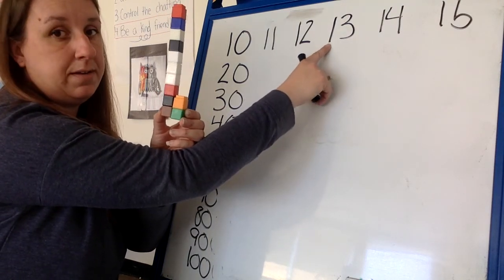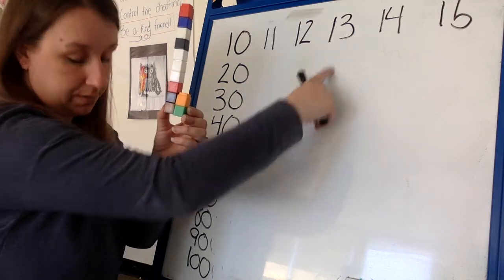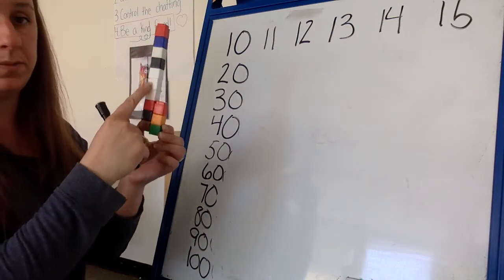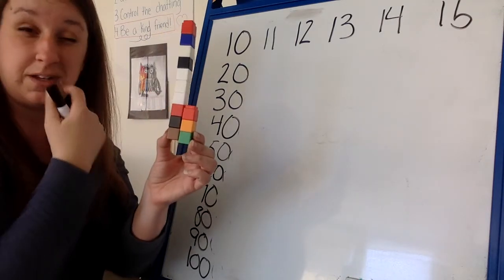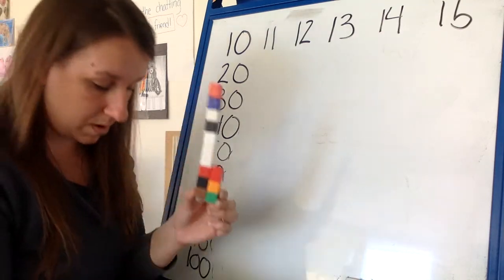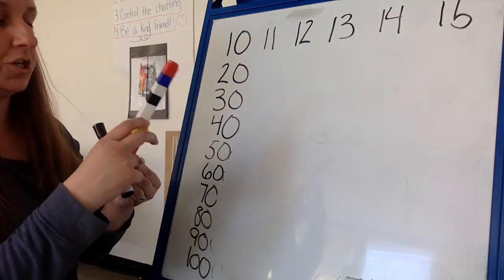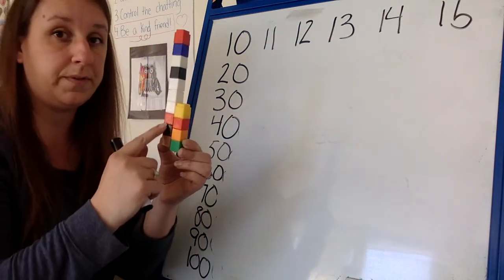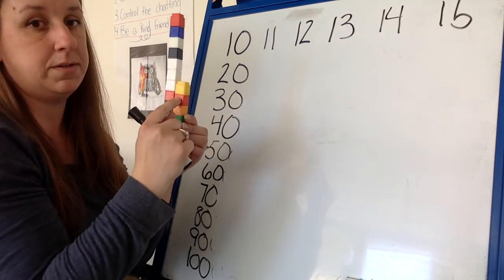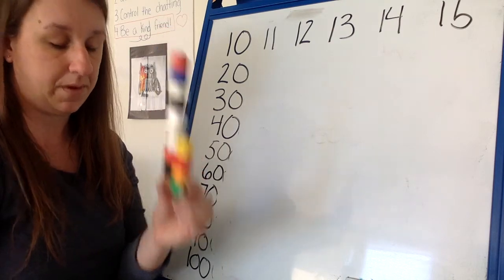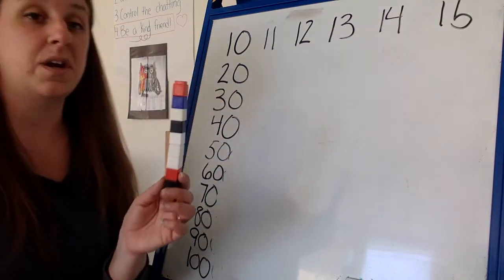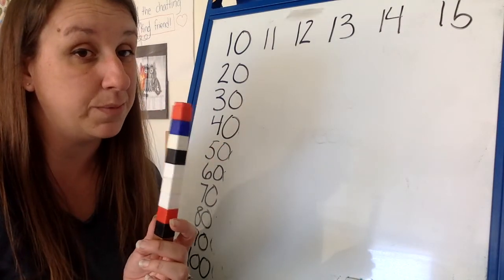1 group of 10 and 3 more cubes. Oh, okay, better add another one. 1 group of 10 and 3. Do you see how the pattern just adds on? Now we're going to go to 4 to show 1 group of 10 and 4 more cubes. 1, 2, 3, 4. Okay? And it just keeps going like that. That's why teen numbers start with a 1, because that 1 means how many groups of 10.